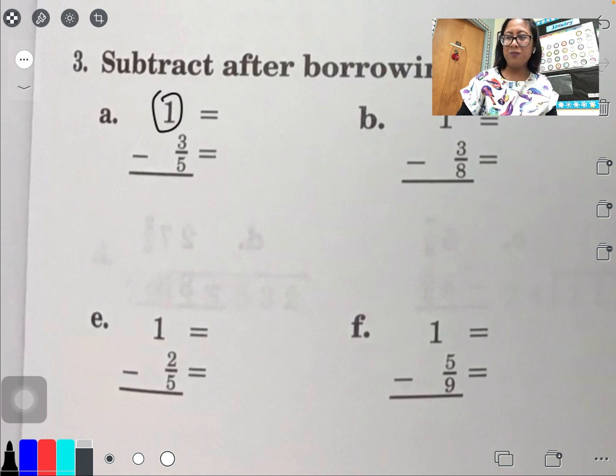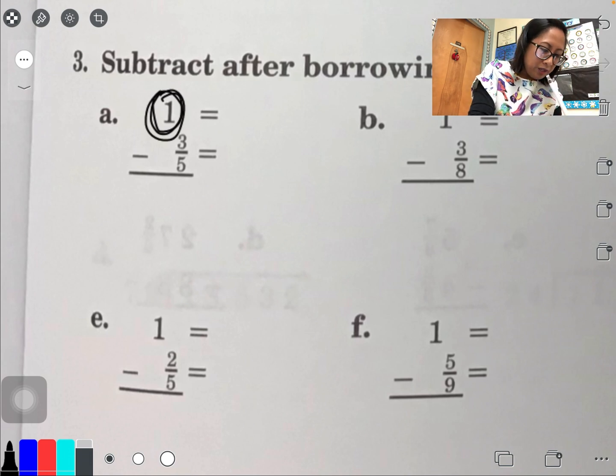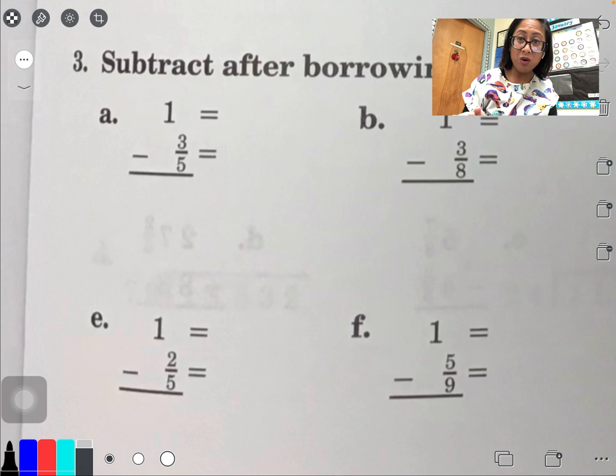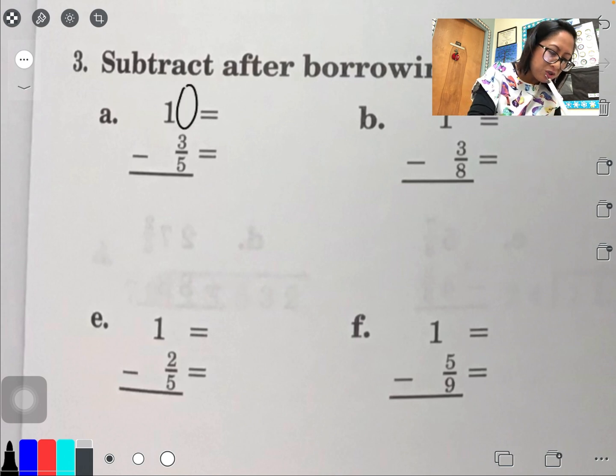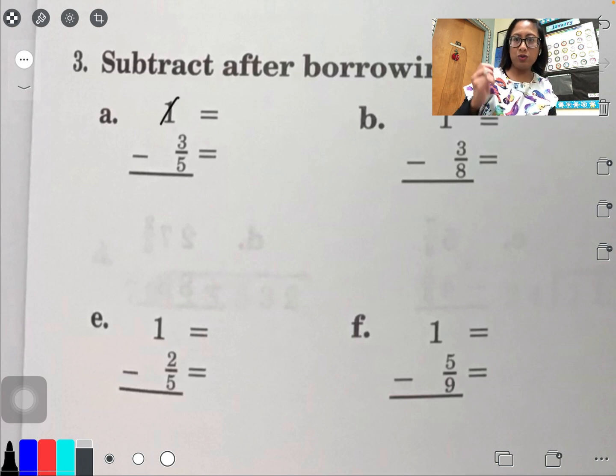Let me show you. Take a look at your book, number 3A. And we're going to do this at our Zoom meeting too, okay? I have one whole thing taking away 3/5. So I need to borrow, okay? You notice how there's no fraction here? 0 take away 3/5. Well, I have to go next door and borrow. So the 1 I cross out, and it's going to give me some fraction.